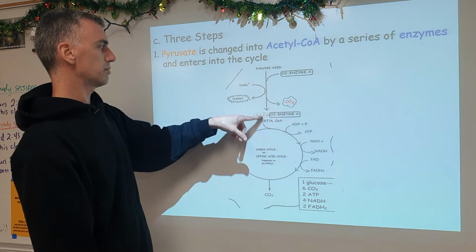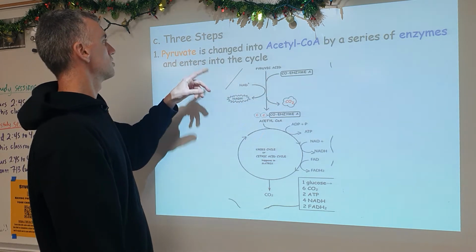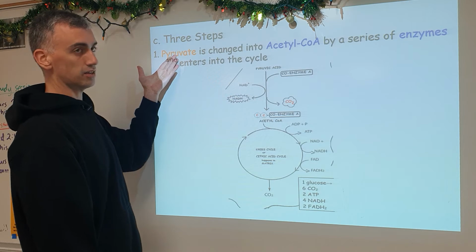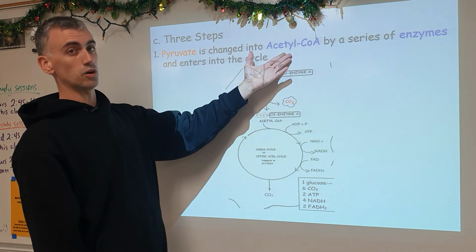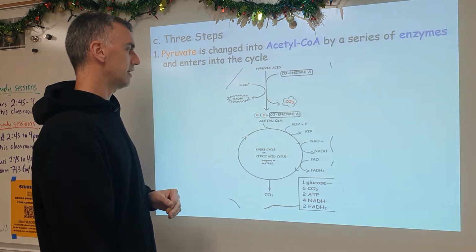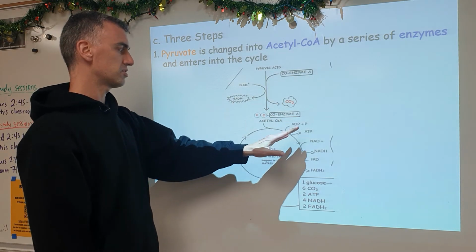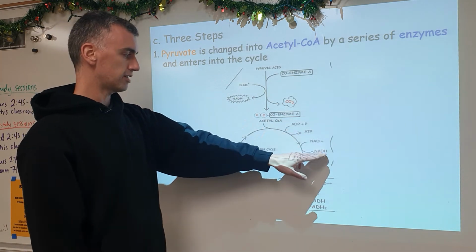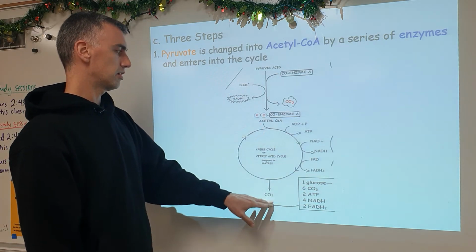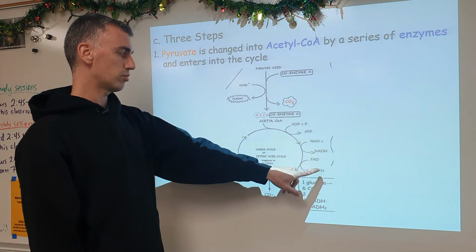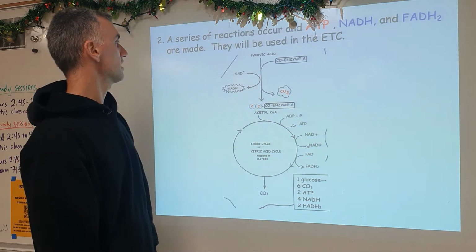This is what goes on up here to prepare it for the cycle. So glucose became pyruvate, got broken into pyruvates. Each pyruvate becomes this acetyl-CoA, and then that acetyl-CoA goes into the cycle, producing this energy carrier and these electron carrier molecules, and also this. Now, why did I say these are so important? It's because of what comes next.